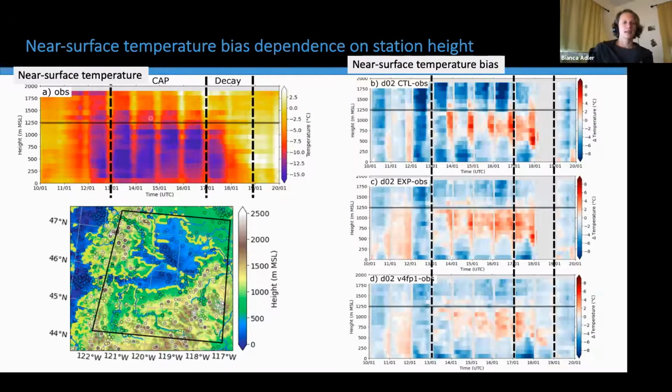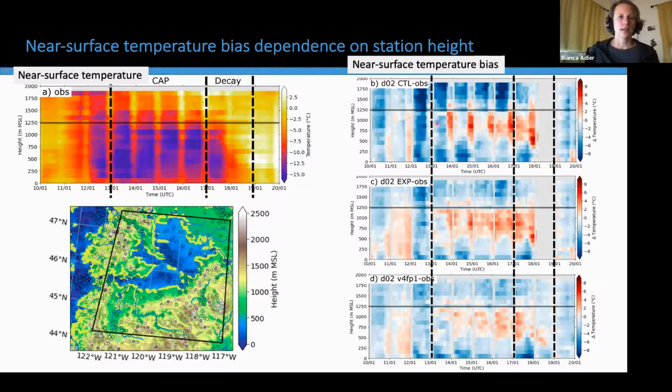So now looking at the temperature biases for all these surface stations. And let's focus on the period with the persistent cold pool and the decay phase. So for all model versions, control, experimental, and version 4, you can see there's a clear dependence of the bias on station height. In the lower few hundred meters, all model versions have a negative bias. Then they have positive bias up to the mean ridge height and a negative bias above the mean ridge height.